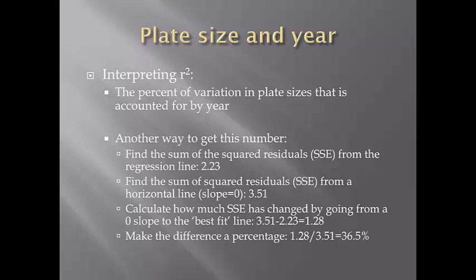And then you can make that difference a percentage. So 1.28 divided by 3.51, the total sum of the squared residuals from a horizontal regression line, gives you 36.5%.